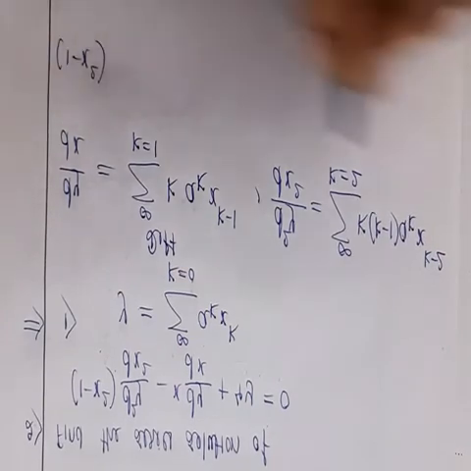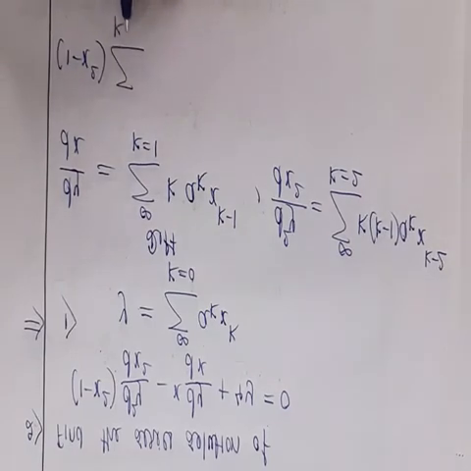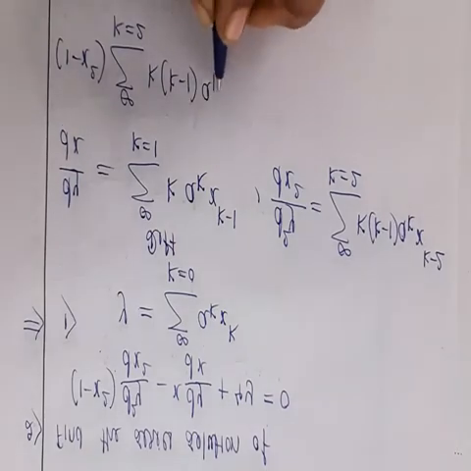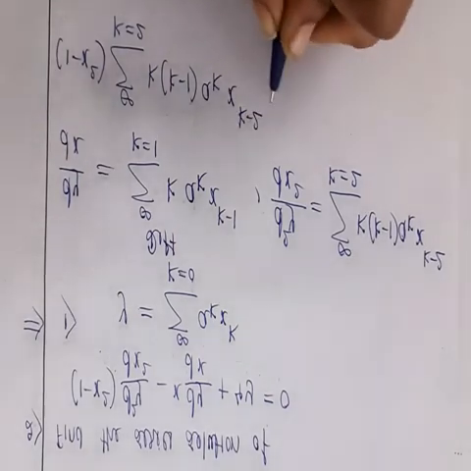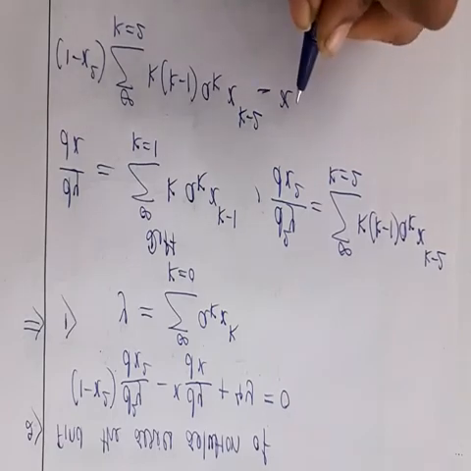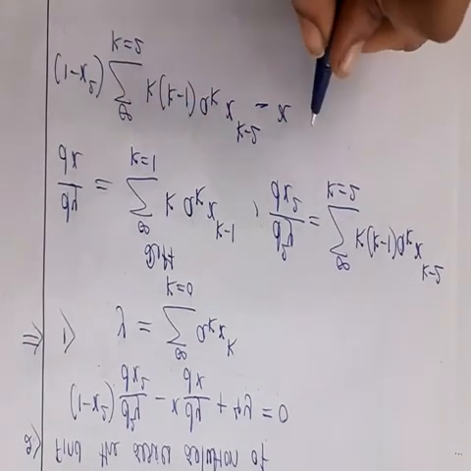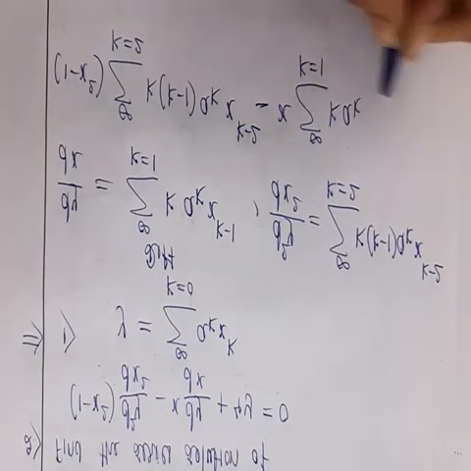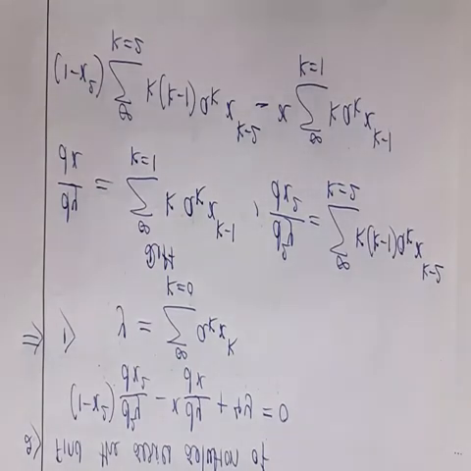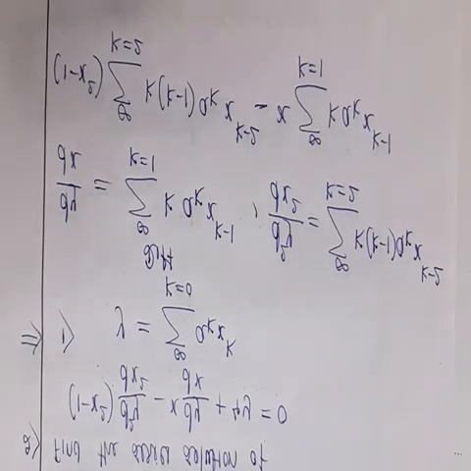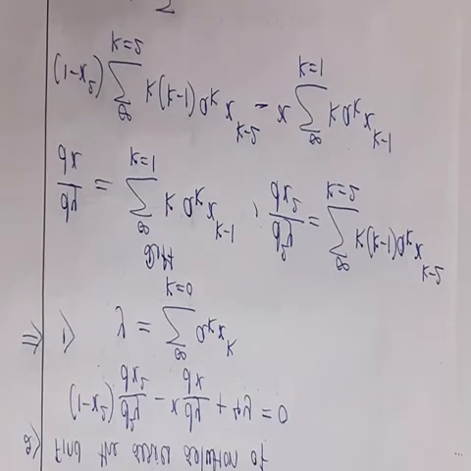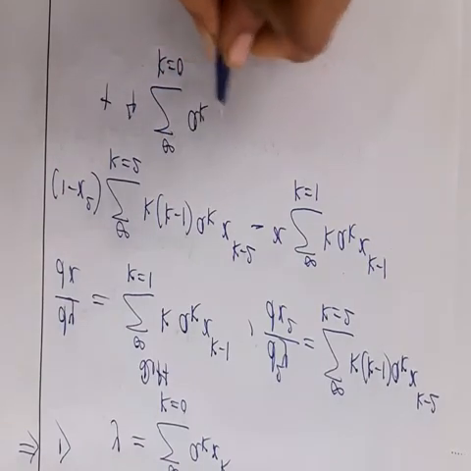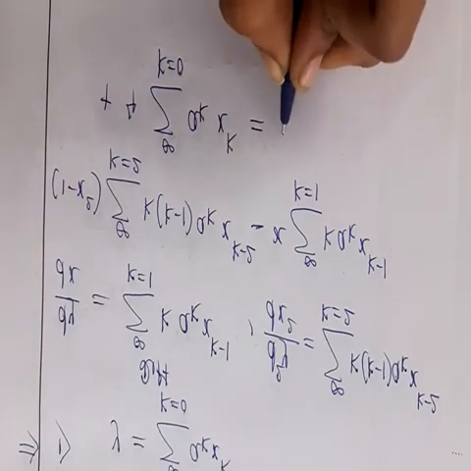Now substituting y, dy by dx and d2y by dx square in the given differential equation: 1 minus x square multiplied by summation k is equal to 2 to infinity k multiplied by k minus 1 ak x to the power k minus 2, minus x multiplied by dy by dx. So dy by dx is summation k is equal to 1 to infinity k multiplied by ak x to the power k minus 1, plus 4 multiplied by y, which is summation k is equal to 0 to infinity ak x to the power k, and this is equal to 0.